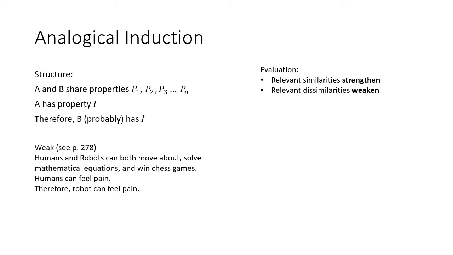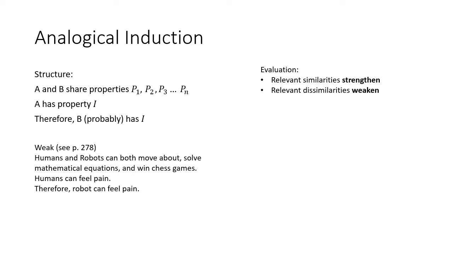So in this case, humans have the ability to feel pain. That is a known property. We know that. And then the inference is that robots can feel pain. So this argument fits the analogical induction structure. It is an argument by analogy, but it's problematic in part because the similarities mentioned are kind of irrelevant to whether or not you can feel pain.